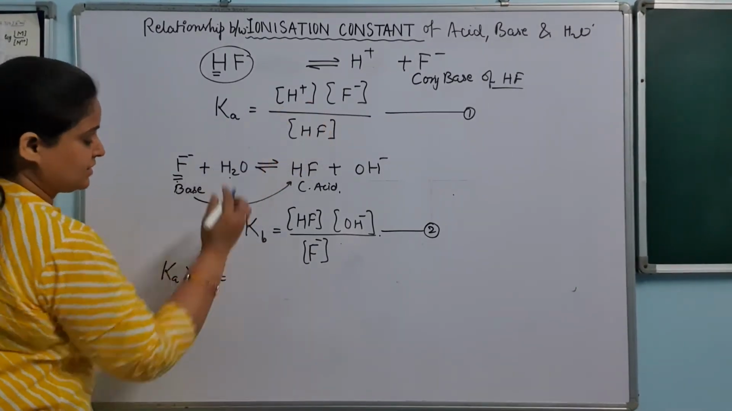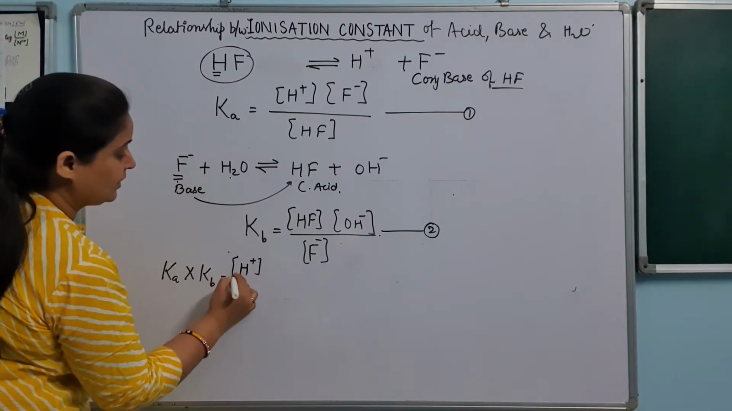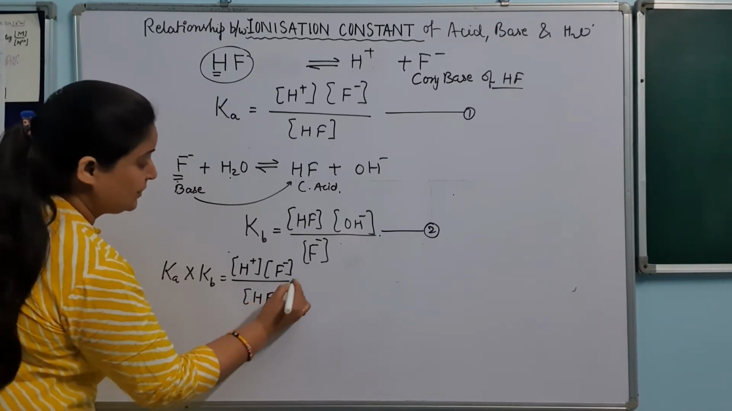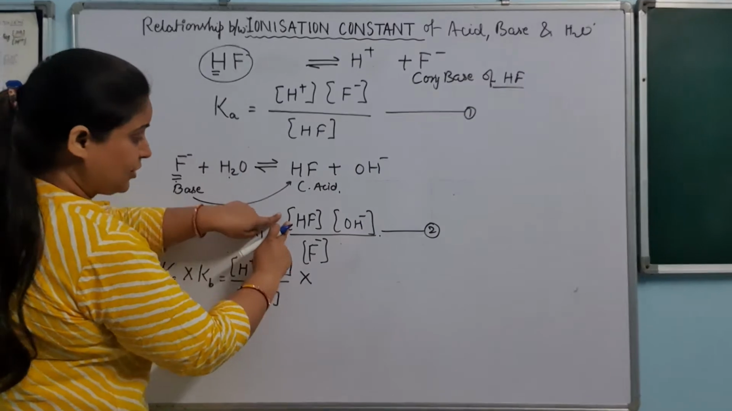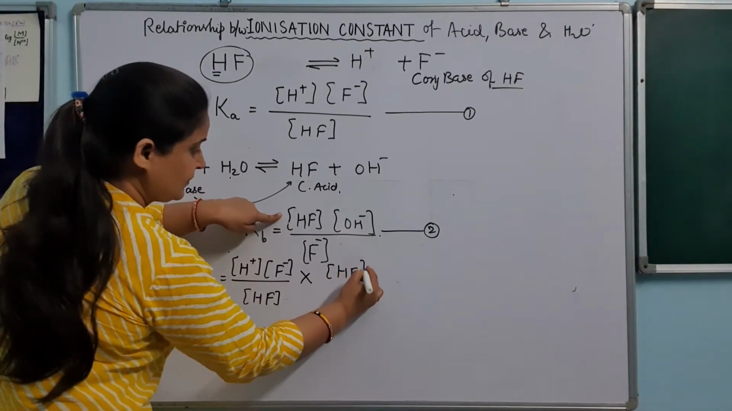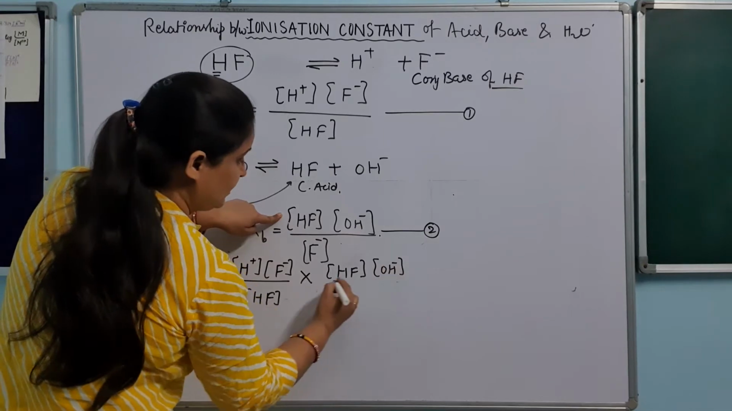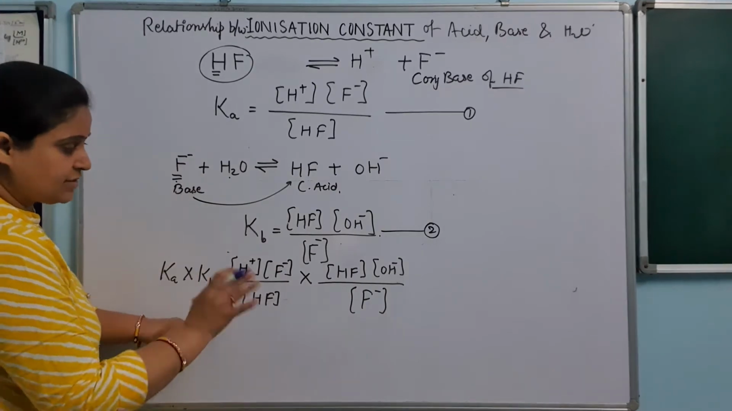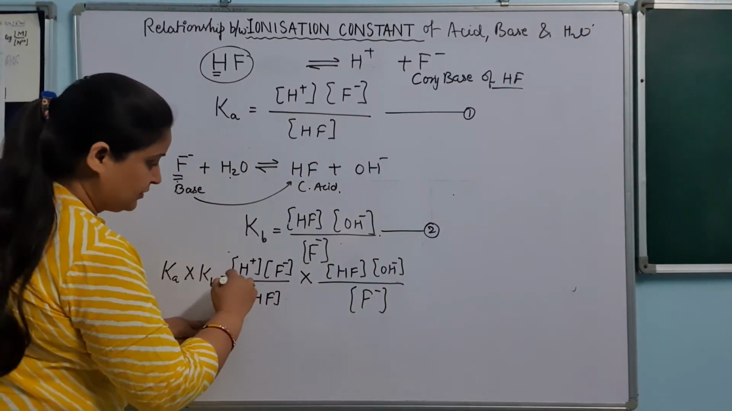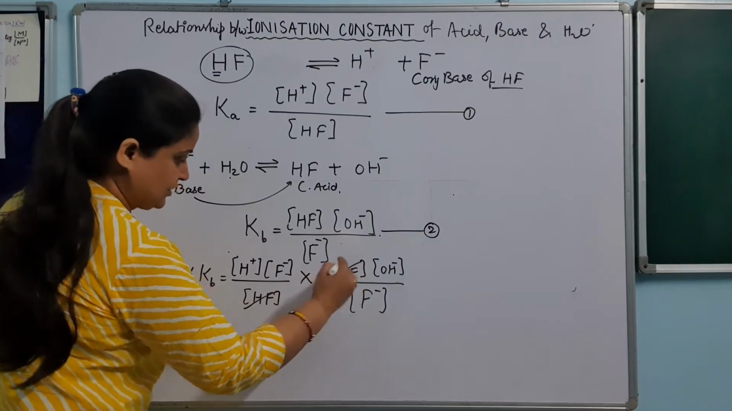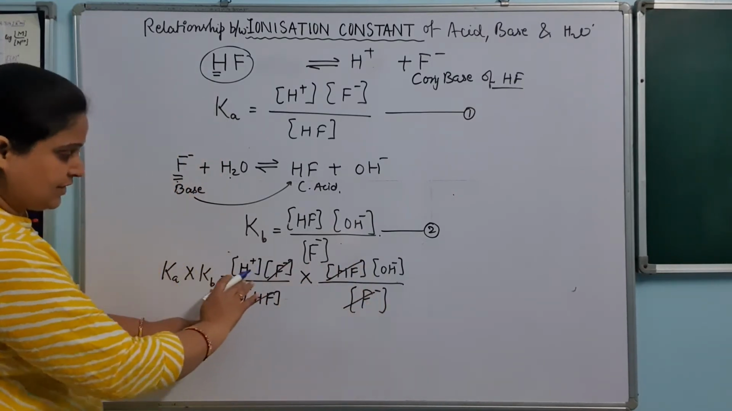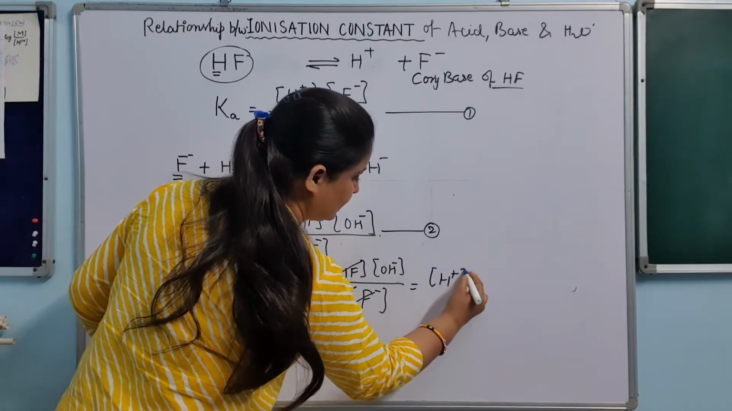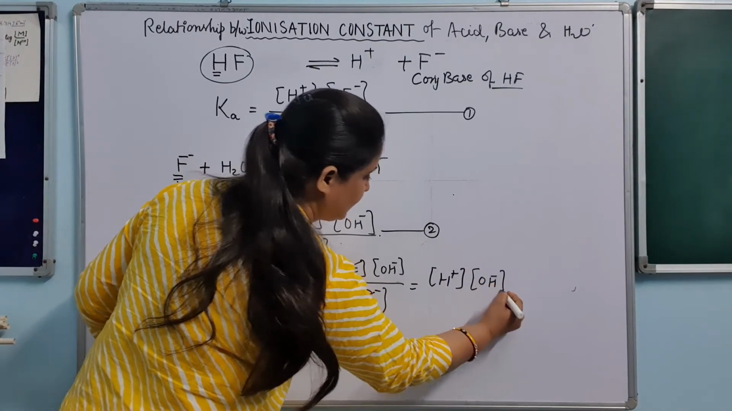So if I do this, I am putting the values only Ka and Kb का. Ka is what? This. So I am writing down this H plus ion and F minus ion divided by HF. Multiply by what? Kb. Kb is what? HF OH minus divided by F minus. Okay, so let's find out what is common here. What we can remove? HF, F minus, F minus. What is left out? H plus ion, OH minus ion. So H plus ion concentration and OH minus ion concentration.